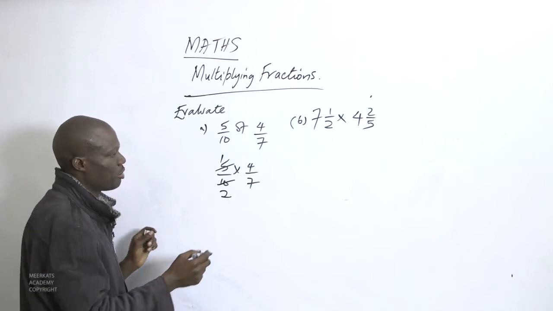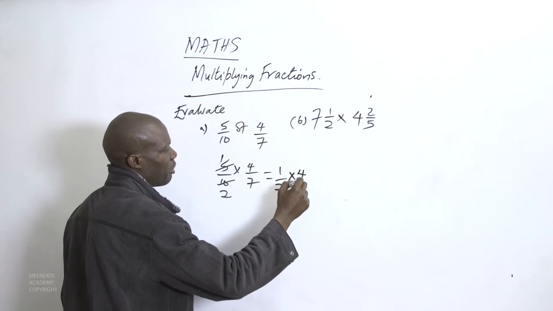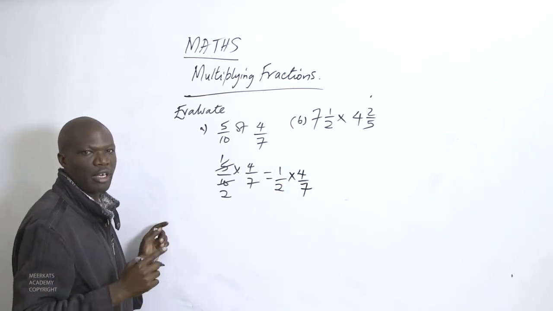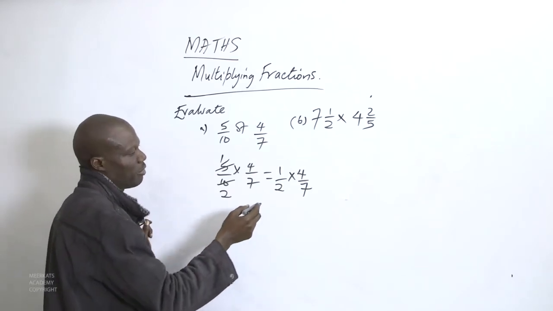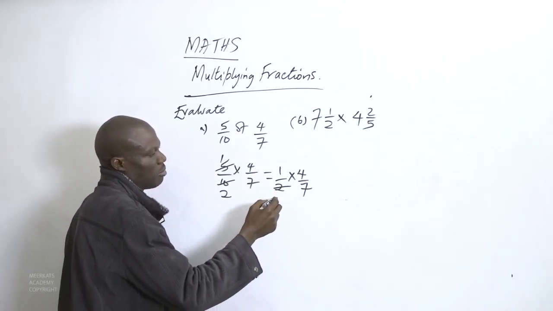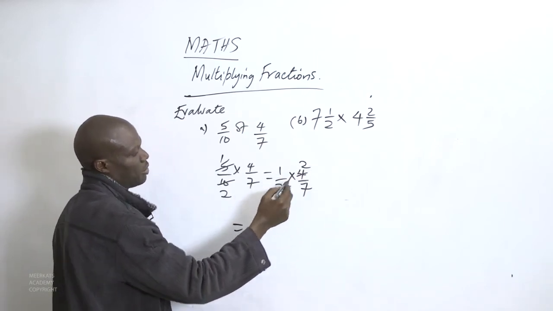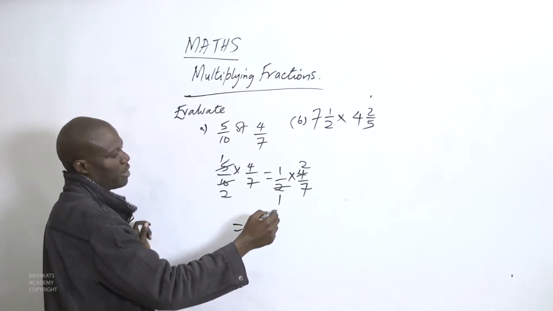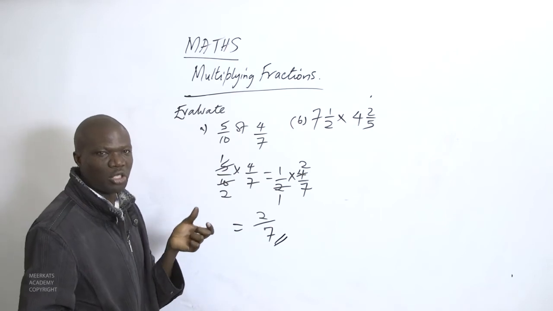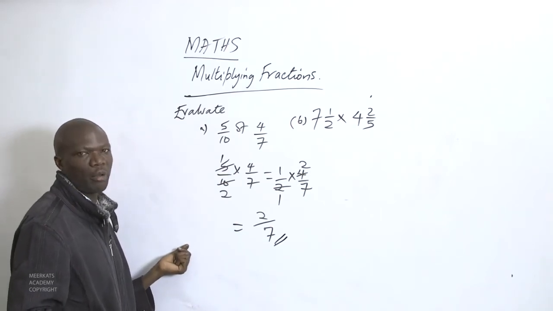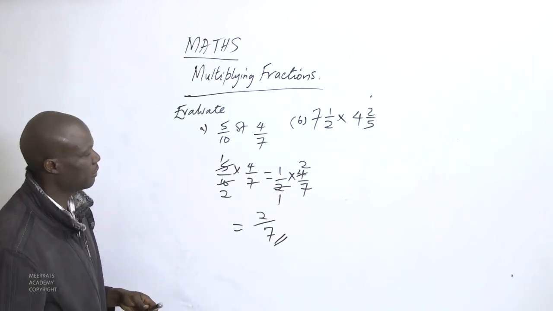It is not enough because now we have 1 over 2 multiplied by 4 over 7. Still, when you look at it diagonally, we still have common factors that can be simplified further, which is 2. So 2 by 2 is 1, 4 by 2 is 2. You remain with 1 times 2, which is 2 over 1 times 7, which is 7. Make sure that your answer is in the most simplified form. So 2 over 7 is our answer.